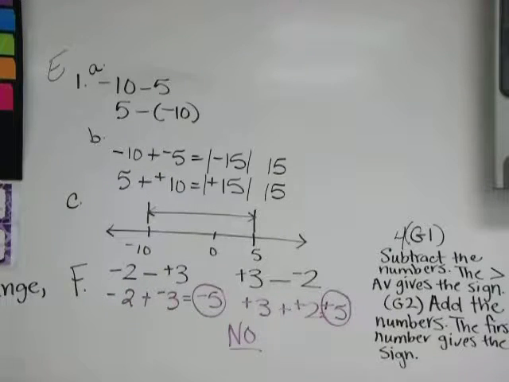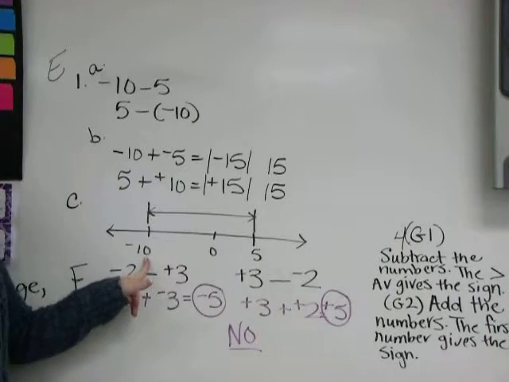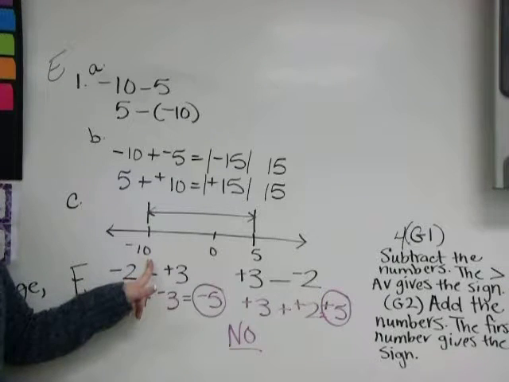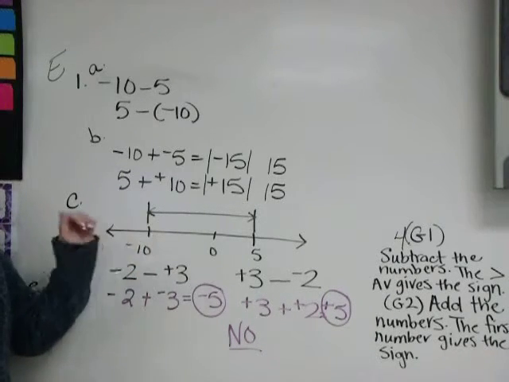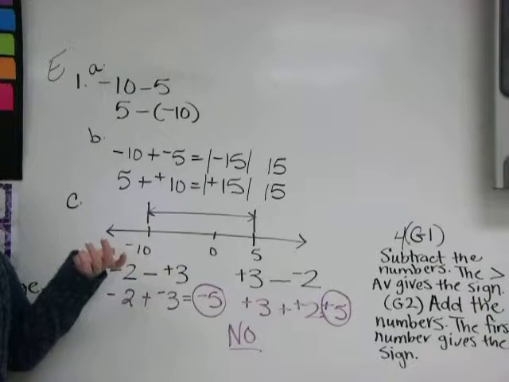What you put for E. It wanted to know what the difference was between 5 and negative 10 on the number line. That's distance. Distance is absolute value. Absolute value is always positive.